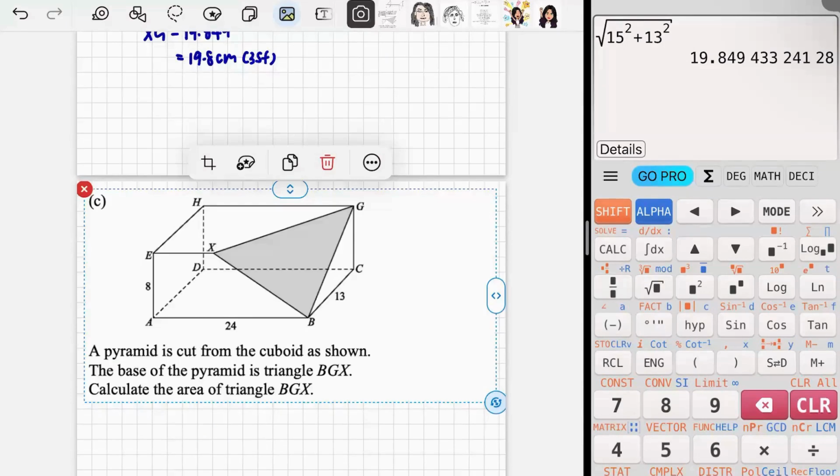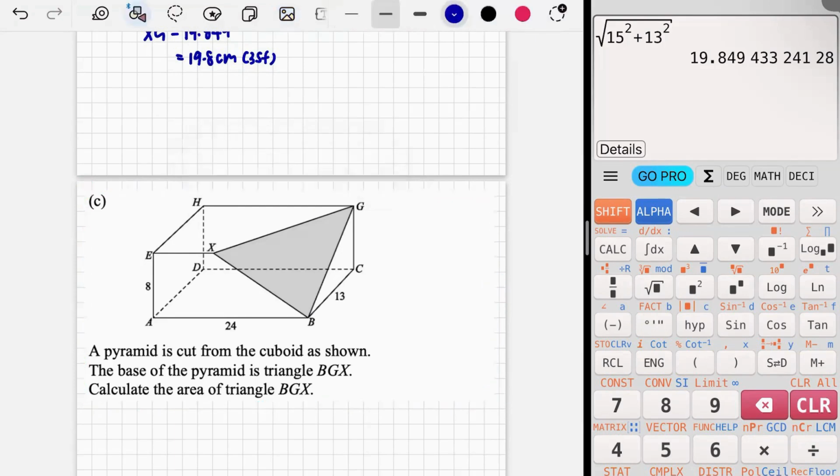The next part here has a new cuboid looking thing, but actually it's the same thing, just that they remove some part. So they remove a pyramid, and you can see that the base of that pyramid was a triangle. That's why you got that shaded thing over here. Alright, so they say triangle BGX.